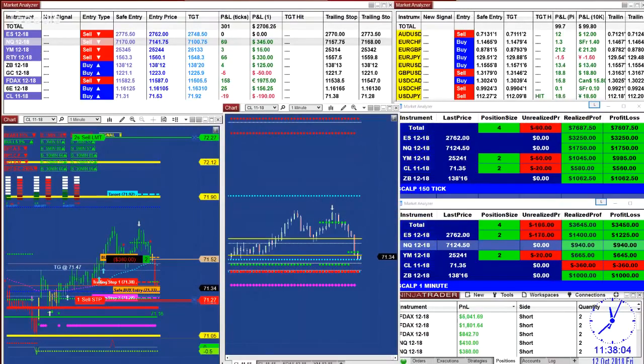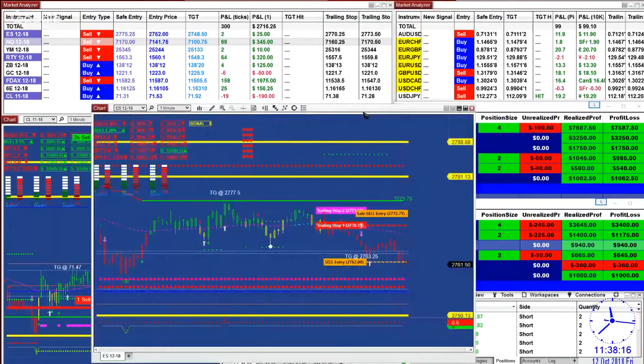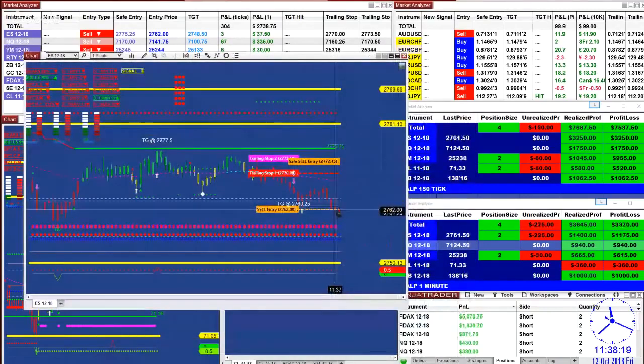This is exactly the number for the ES, the entry. The entry on the ES on a sim, please. 2762, 2762. And here is your CL, 2762. And now we are going down with that.